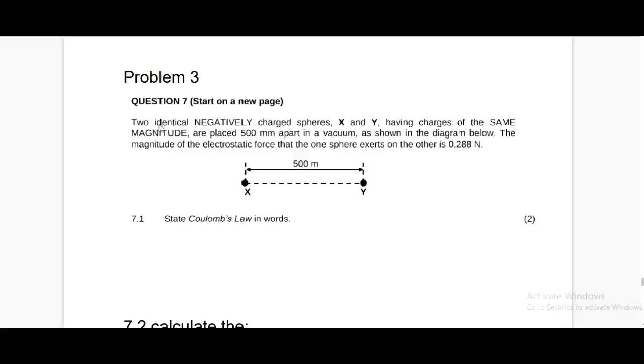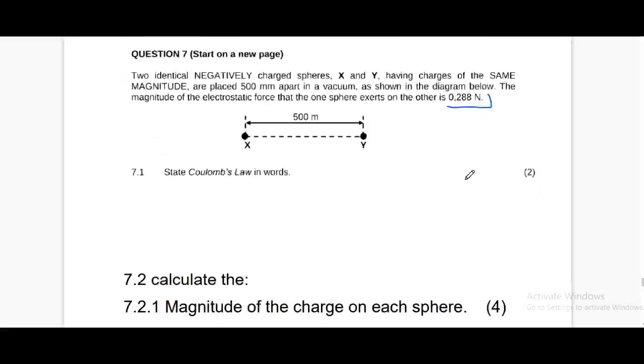Okay, so we have two identically negatively charged spheres X and Y having charges of the same magnitude. They are placed 500 millimeters apart in a vacuum as shown in the diagram below. The magnitude of the electrostatic force that the one sphere exerts on the other is 0.288 newtons.